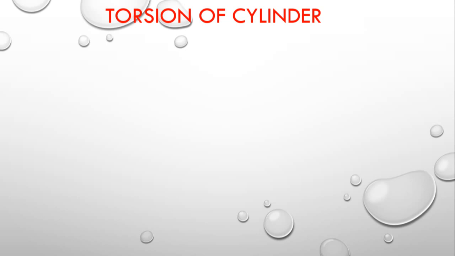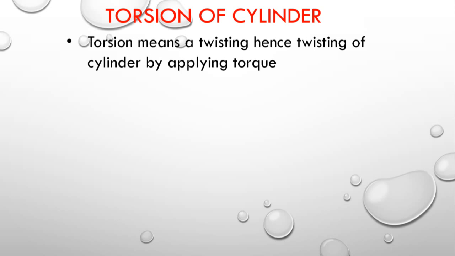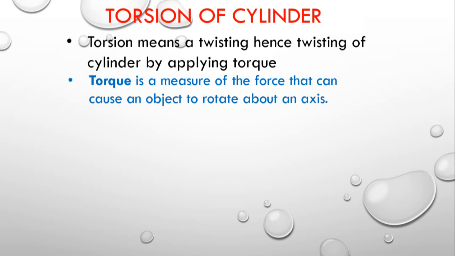Torsion of a cylinder is nothing but twisting of the cylinder, which is twisted by applying a torque. Torque is a kind of force which causes a cylinder to twist through a certain angle. Torque can be defined as a measure of the force that can cause an object to rotate about an axis.